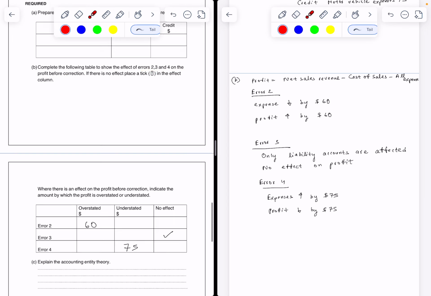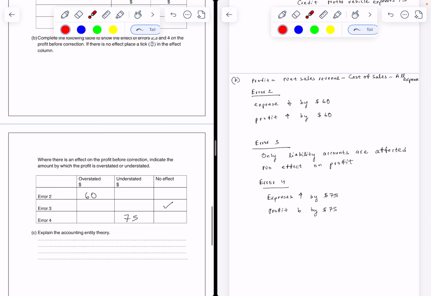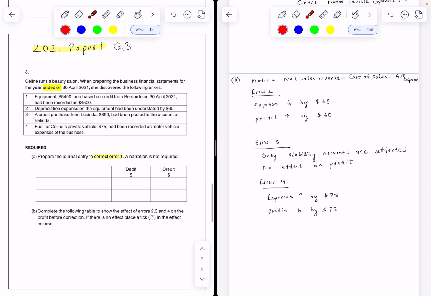Now, profit, we know, can be determined by taking the net sales revenue and then subtracting the cost of goods sold and then subtracting all other expenses that follow, all right? So based on error number 2, let's look into error number 2. In error number 2, depreciation expense was understated by $60, right? This means expenses were understated by $60.